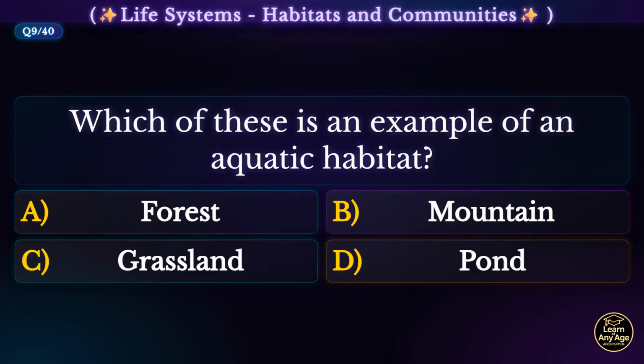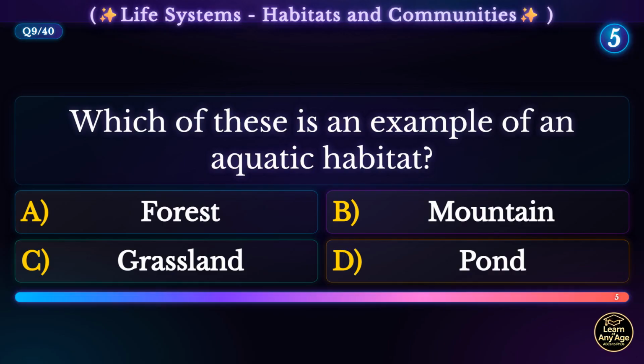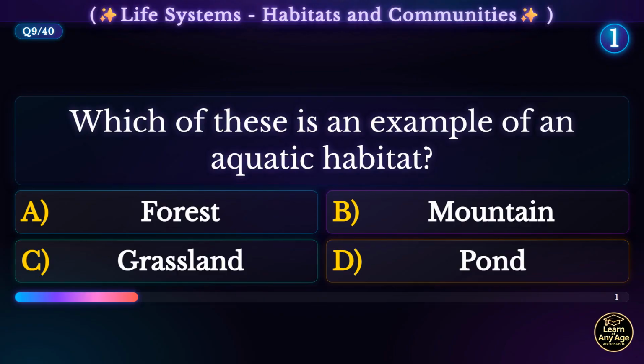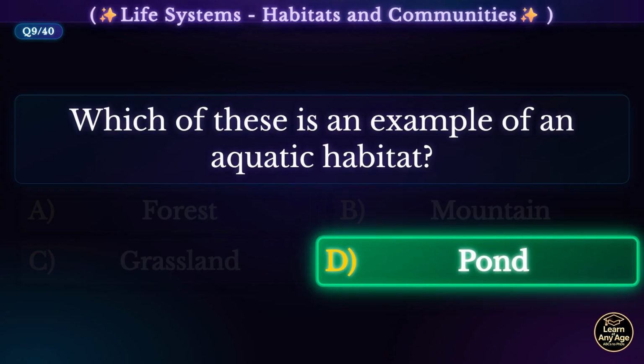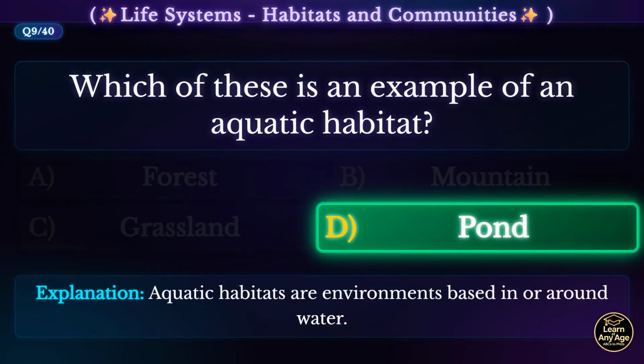Which of these is an example of an aquatic habitat? Forest, mountain, grassland, pond. Pond. Aquatic habitats are environments based in or around water.